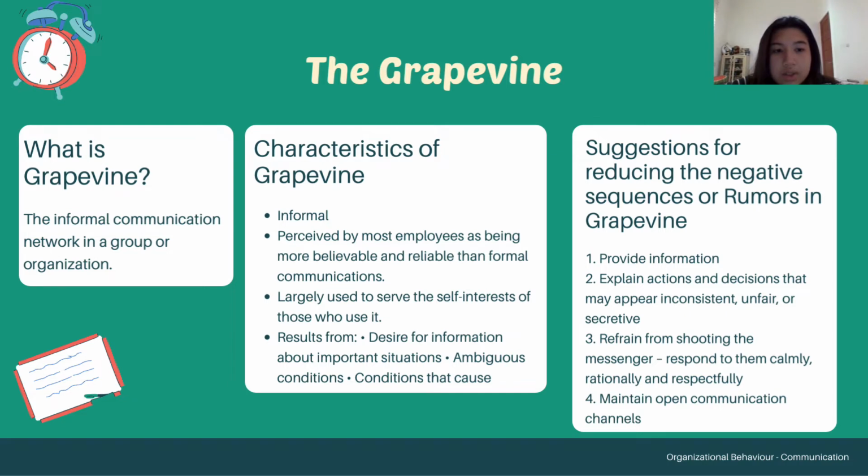And suggestions for reducing the negative consequences of rumors in the grapevine are, first, we have to provide the information, and next, we have to explain actions and decisions that may appear inconsistent, unfair, or secretive. We have to refrain from shooting the messenger and respond to them calmly, rationally, and respectfully. And then the last one, we have to maintain open communication channels.